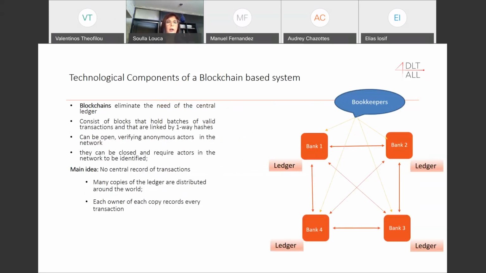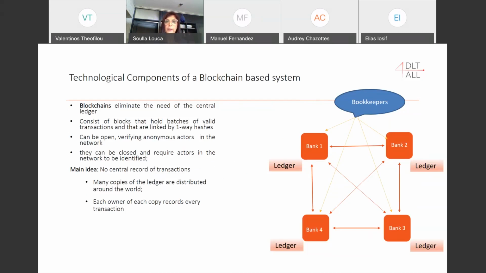So blockchains, we can say they eliminate the need of a central ledger. They consist of blocks that hold batches of valid transactions. What we mean here, as we're going to see in the following slides, is that whatever transactions take place are written in a block of a certain size. Once that block is completed, then we move to the next block. And this is how a chain is being formed.